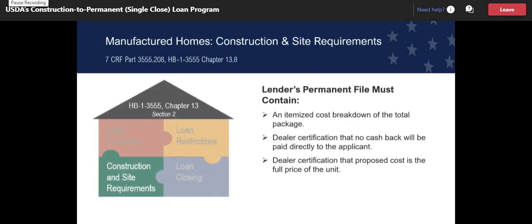The borrower will work with a licensed manufactured home dealer throughout the completion of the project. It is the lender's responsibility to obtain all required certifications and documentation of the project and retain it in their permanent loan file. Documents are to include an itemized cost breakdown of the complete construction package, dealer certification that any cash payment or rebate will be deducted from the price of the unit and not paid directly to the applicant. That has to be submitted as well. And dealer certification that the proposed cost is the full price of the unit.